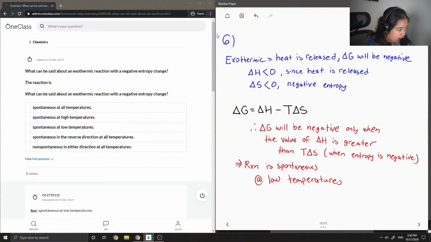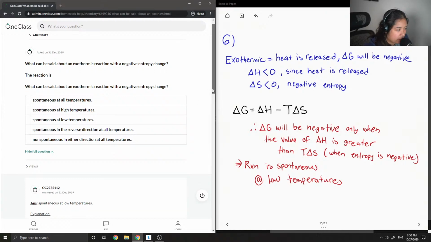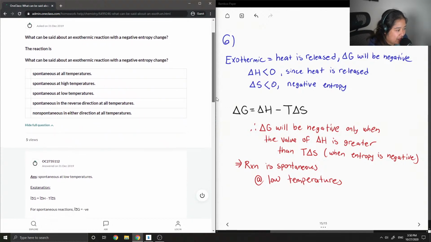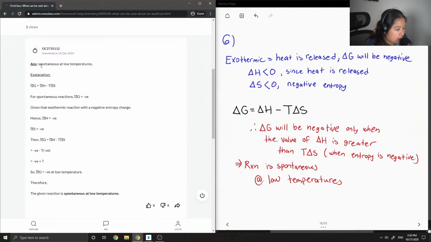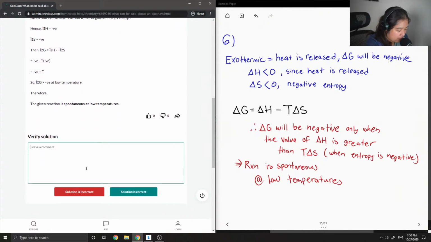Then different options, spontaneous in the reverse direction at all temperatures, so that's not true. Non-spontaneous in either direction at all temperatures, so that's not true as well. So here's the answer. They also got spontaneous at low temperatures. For the explanation, I'm assuming that these symbols just stand for delta. Delta G equals delta H minus T delta S. For spontaneous reaction, delta G is negative. Given that exothermic reaction with negative entropy change, delta H is negative, delta S is negative. So delta G is negative at low temperatures. Therefore, the given reaction is spontaneous at low temperatures. So this solution is correct.